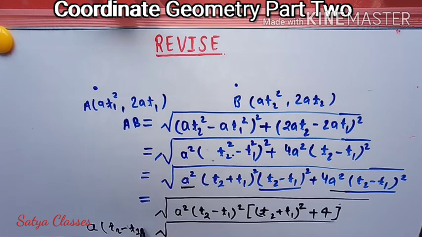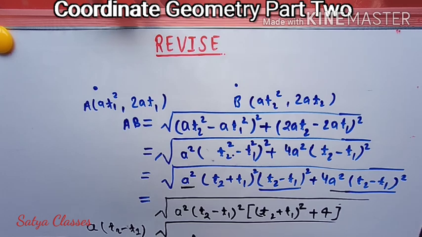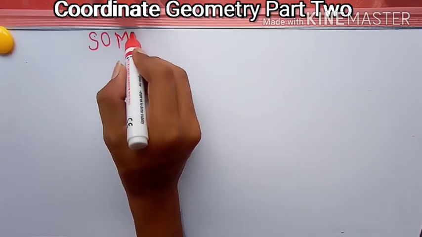Okay, this question I have chosen just to make you understand how we are taking common. After this question you have the power to take common factors. A, t2 minus t1, thereafter what is left here? Write it as t2 plus t1 whole square, thereafter 4. Okay, this is done now. This is your answer. Did you understand this question? Very good.